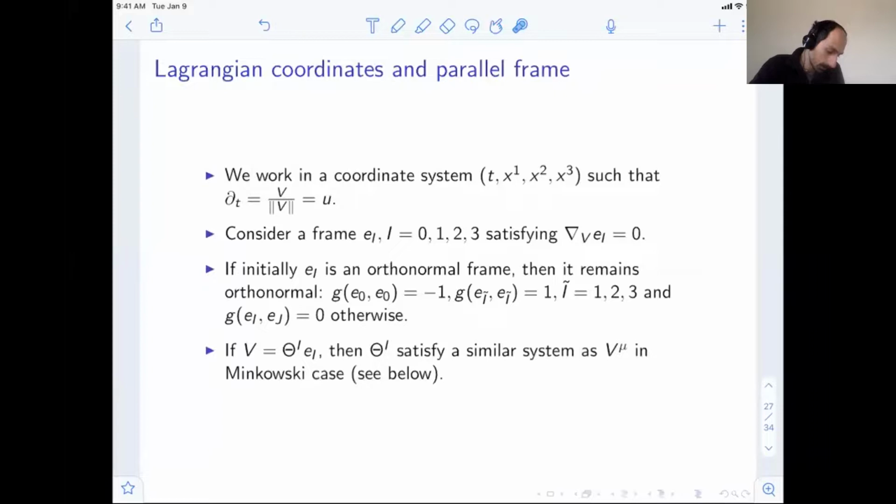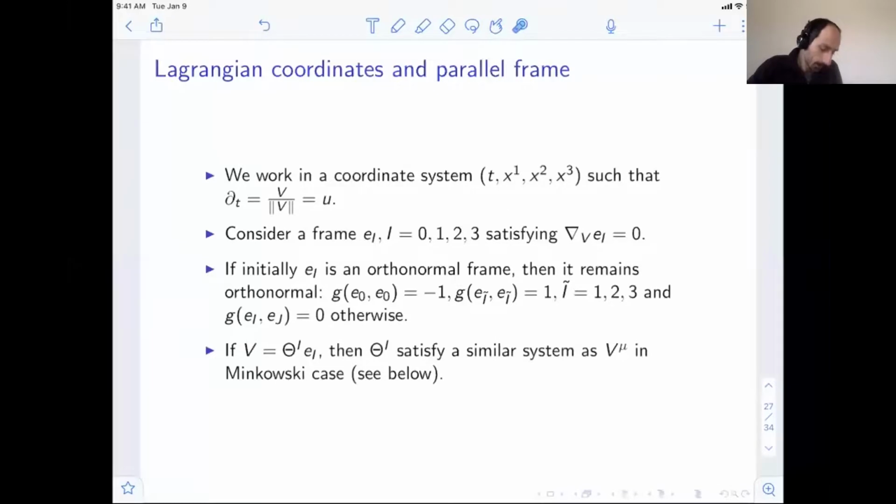So this is the setup. First of all, we work with Lagrangian coordinates in the following sense: we choose coordinates t, x1, x2, x3, such that the partial t is our original fluid velocity, which in terms of this capital D is just v over magnitude g. Okay, so that's our choice of coordinates.